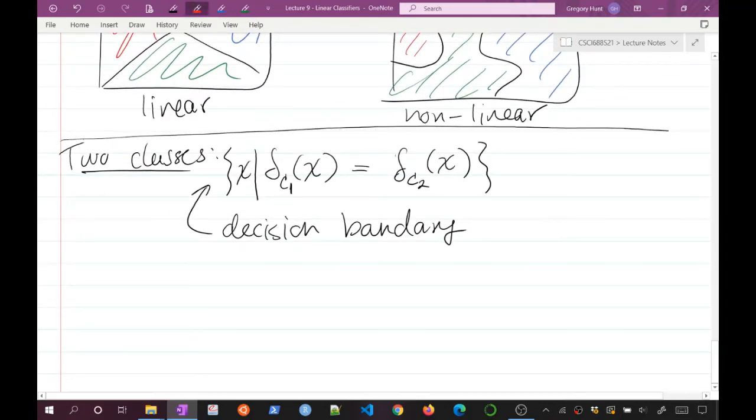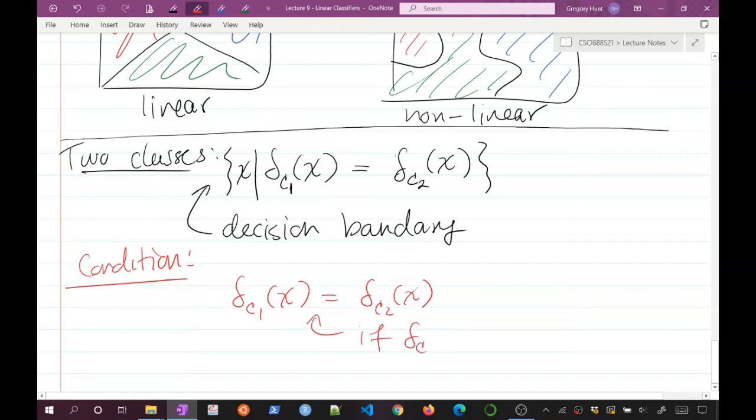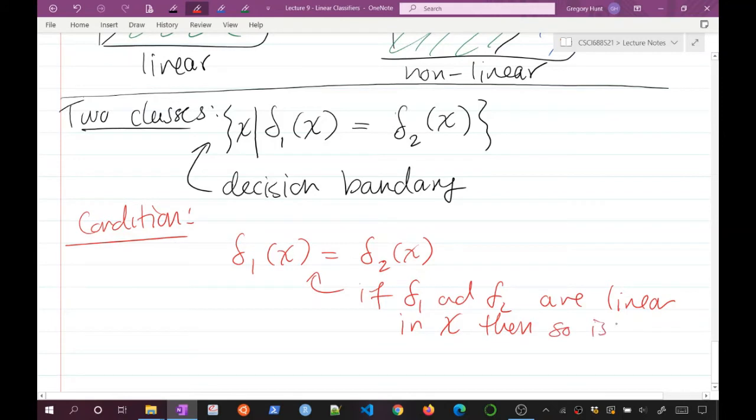So the condition that we care about is that delta C1 of x is equal to delta C2 of x. And why am I calling it C1 and C2? Can we just say 1 and 2? That makes a lot more sense. Delta 1, delta 2. There we go. If delta 1 and delta 2 are linear in x, then so is the solution set.